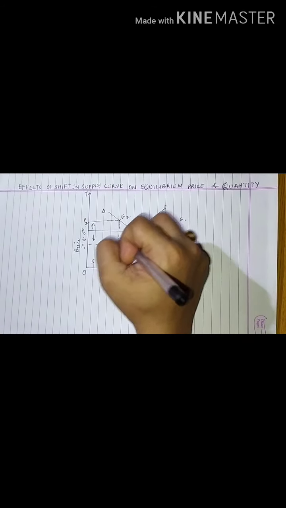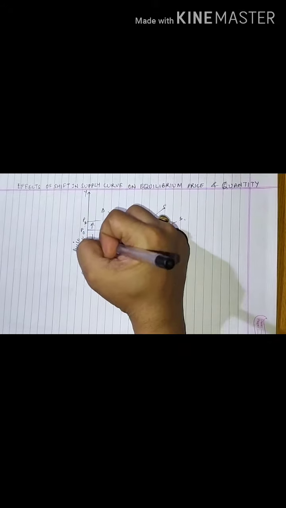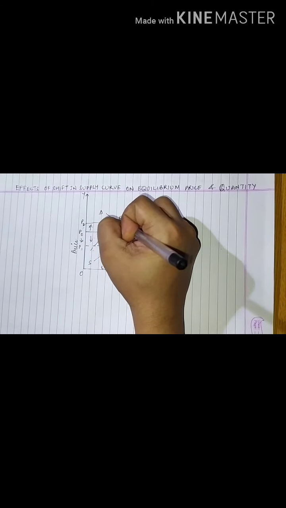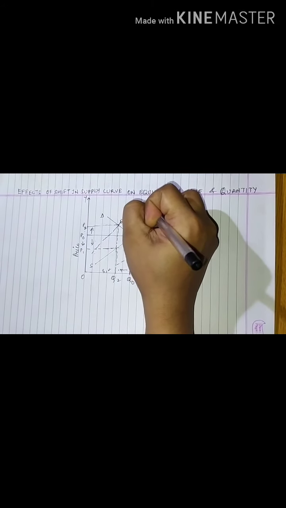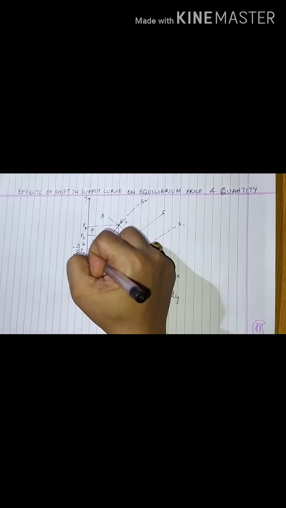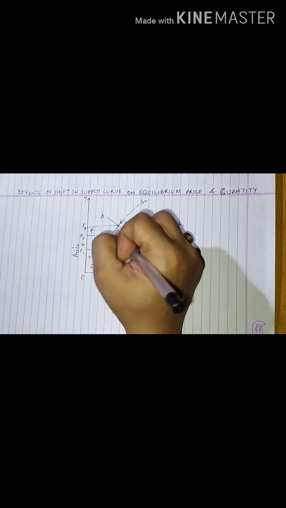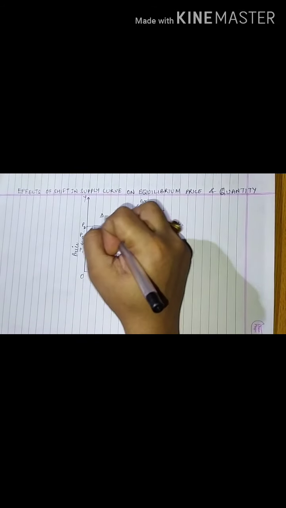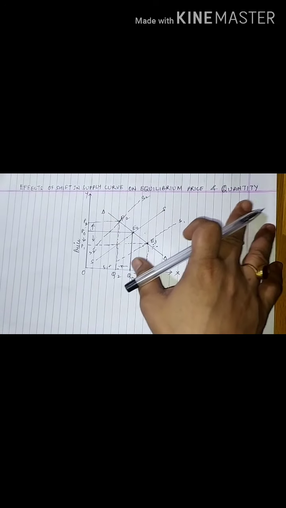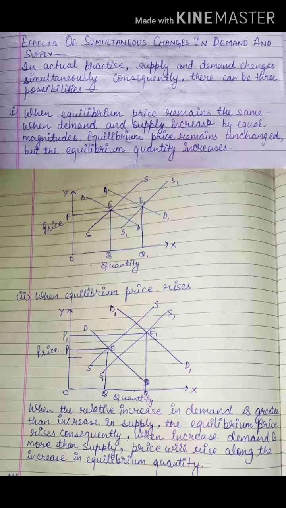Now again, if I shift my supply curve towards left, this is my new supply curve. What is the situation over here? My price increases and quantity decreased. My equilibrium price goes up. Is it clear? This is what the complete graph shows, the effect of shift in supply curve on equilibrium price and quantity. Now we will check out the effect of simultaneous change in demand and supply.